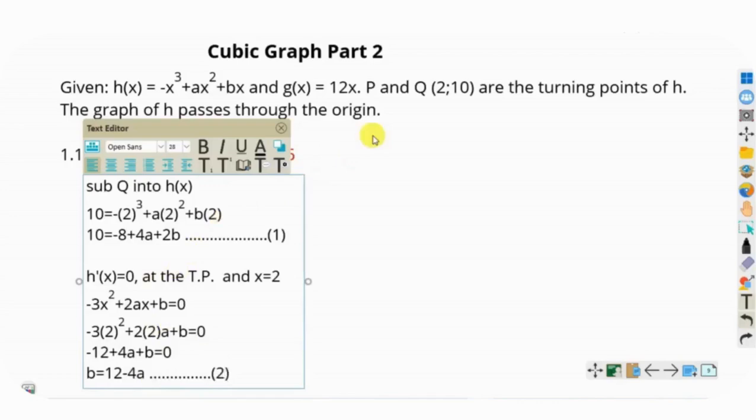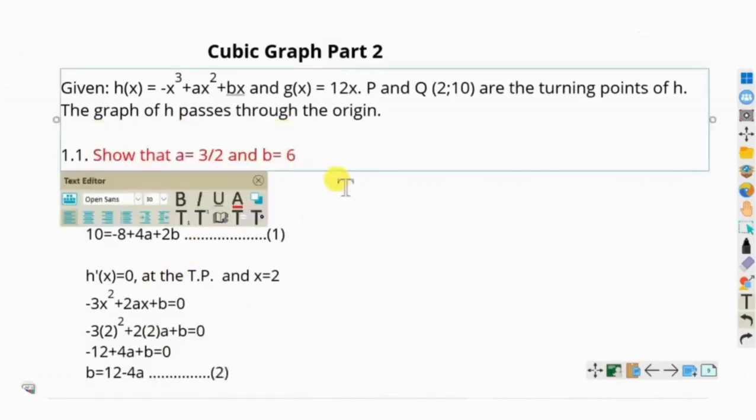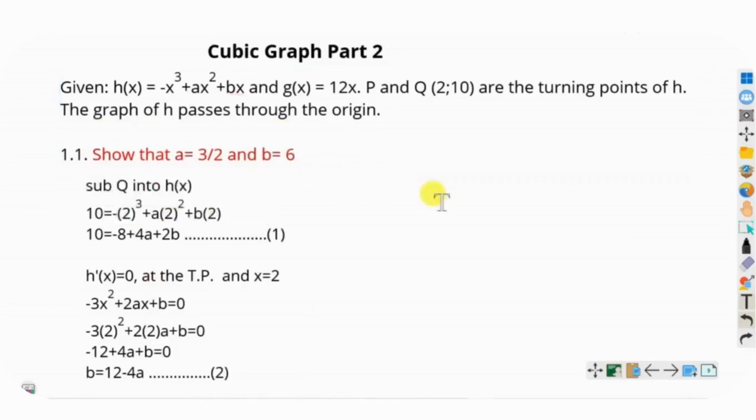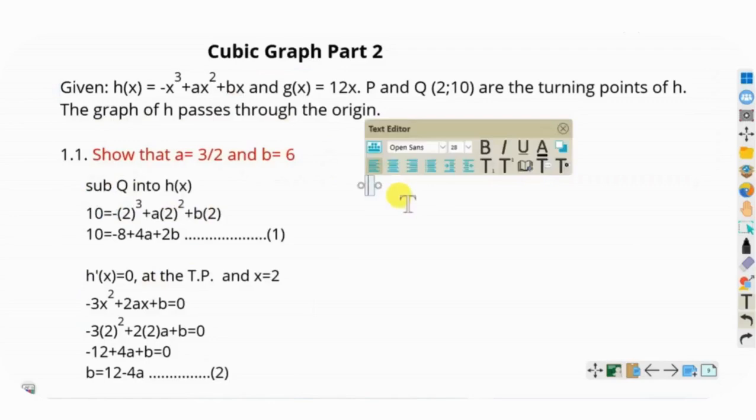Right. So now that I have equation 1 and equation 2, what I'm going to do now is substitute. Okay, come here and say substitute equation 2 into equation 1. Okay, I'm substituting b into equation 1.